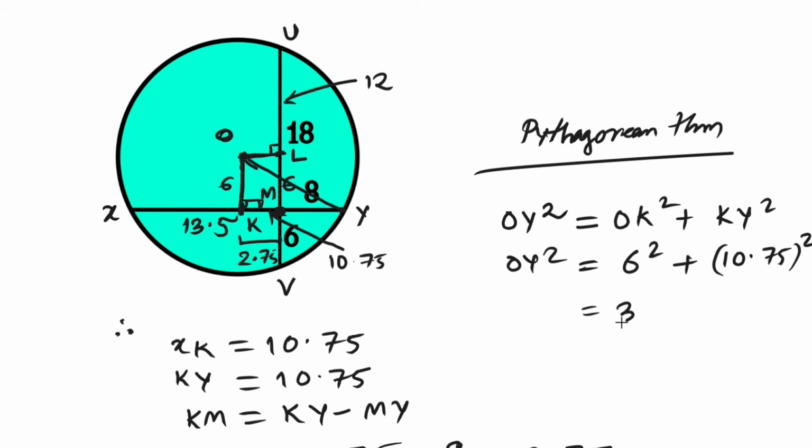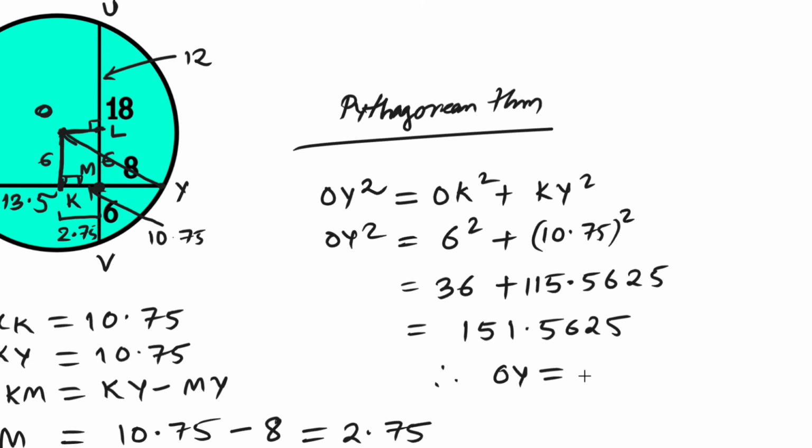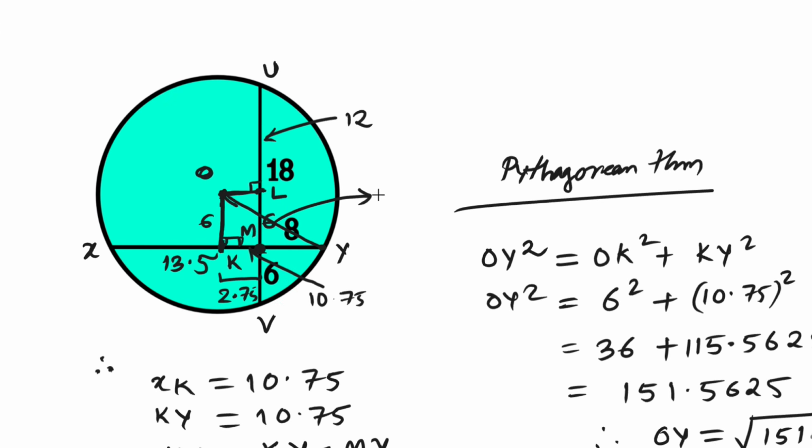6 squared is 36, and 10.75 squared is 115.5625. Adding these together gives 151.5625. Taking the square root of both sides, we get the radius equals the square root of 151.5625, which is approximately 12.31 units. So the radius of the circle is approximately 12.31 units. That's our final answer.